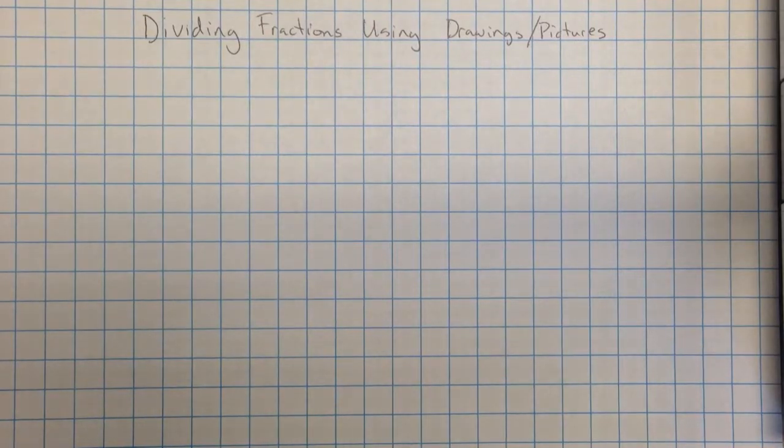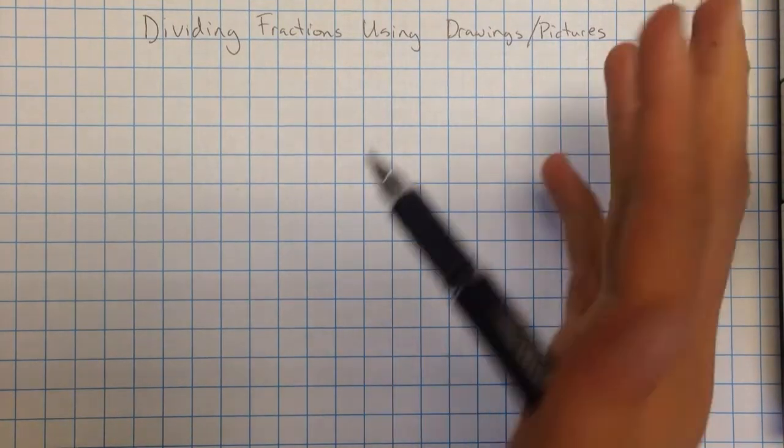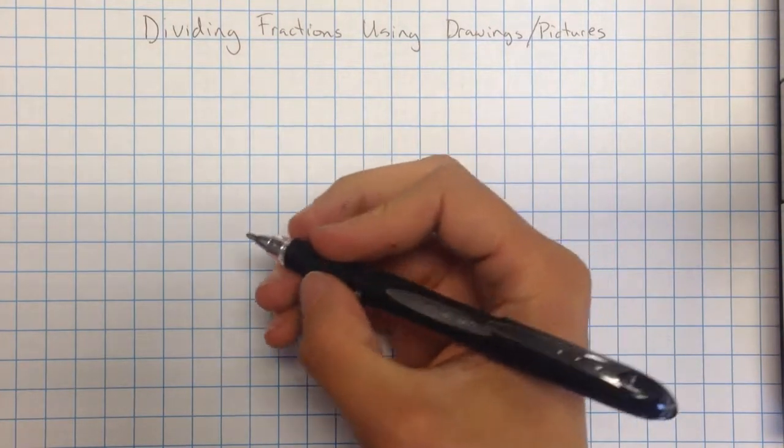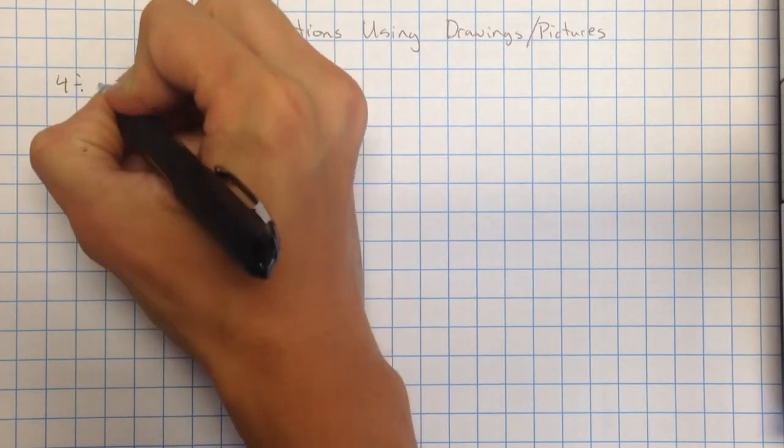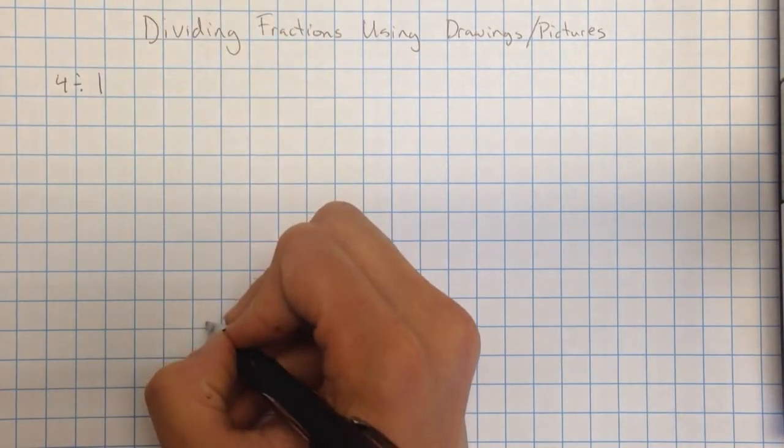All right, so we're going to try to talk a little bit about dividing fractions using drawings or pictures or diagrams. There's a lot of things you call it, but basically trying to visually look at what it means to divide fractions. So we're going to start by just thinking, what does it really mean to divide? So if I had, for example, the problem 4 divided by 1, what does that mean?